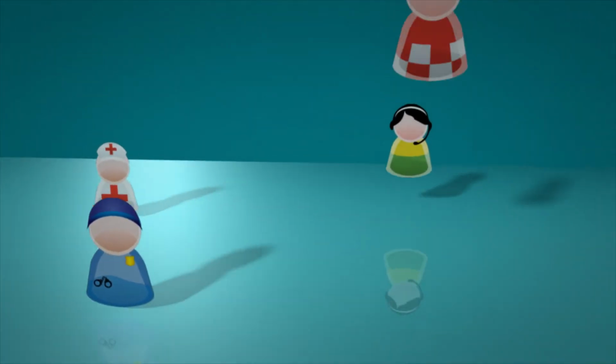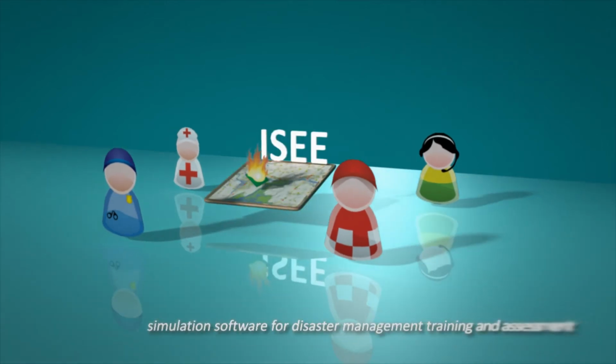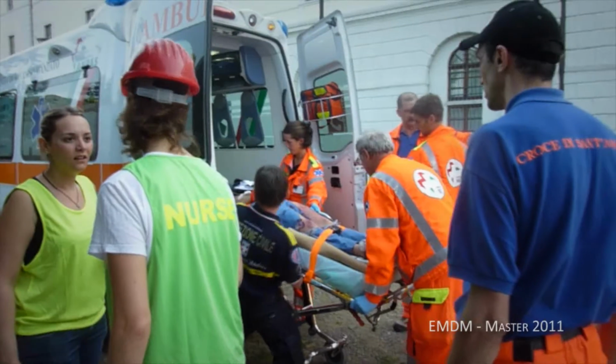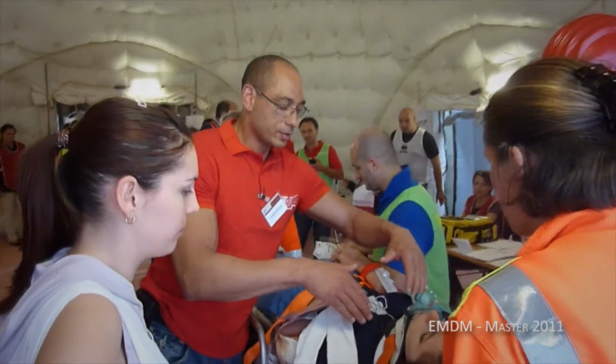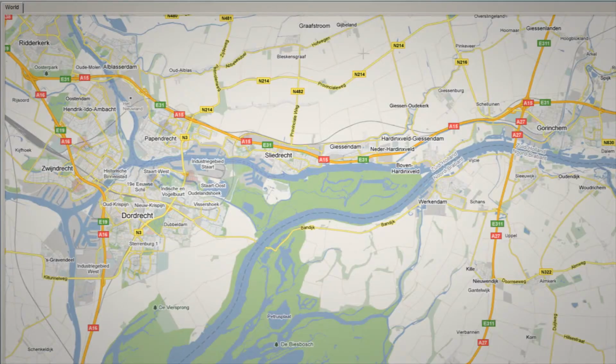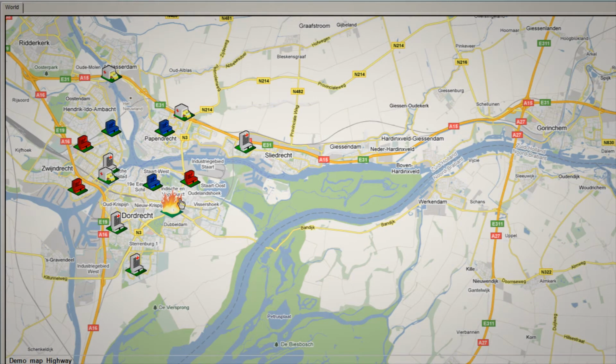ISEE – Simulation Software for Disaster Management Training and Assessment. The ISEE simulator is targeted at silver and gold command levels of emergency services. The objective is to distribute the scarce amount of resources as effectively as possible. ISEE shows your own region with the correct amount of hospitals, base stations and resources.